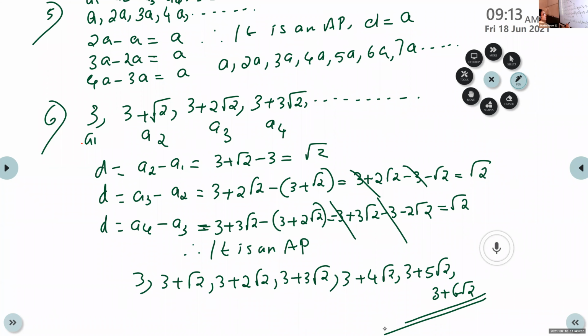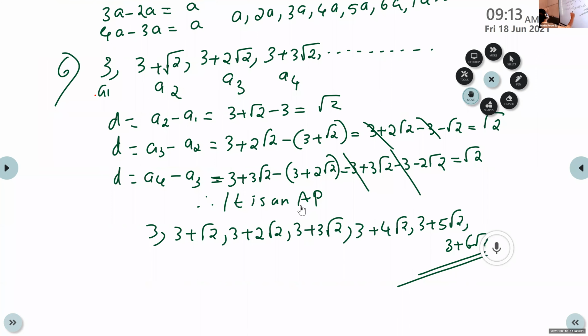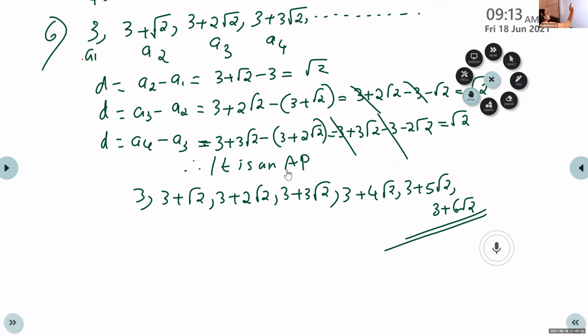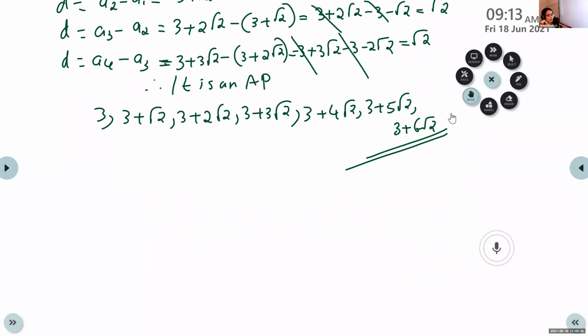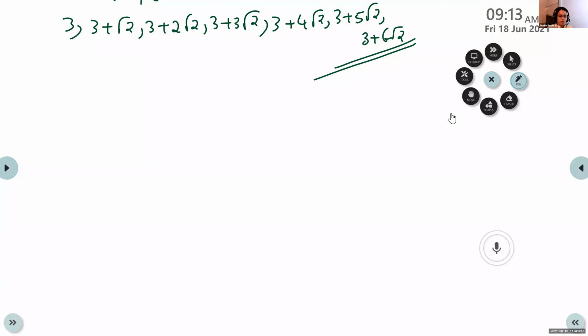Okay. Next one. We are doing so many examples on AP. So after this, you must be thorough with the structure of an AP: what is D, what is A, how can we form an AP, how can we find D, the common difference of an AP. You must be thorough with it because I'm doing many examples. Okay. Next question.